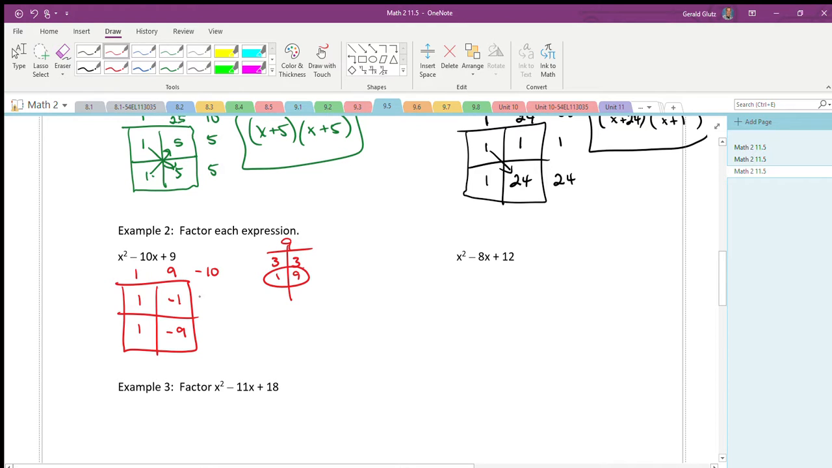1 times negative 1 is negative 1. 1 times negative 9 is negative 9. So if I add these two together, I do get negative 10. So that means my answer is inside this box. So I'm going to take the first number, multiply times x. So x, add its diagonal. So x plus negative 9 or x minus 9. This number times x, so 1 times x, or just x, plus negative 1 or minus 1.